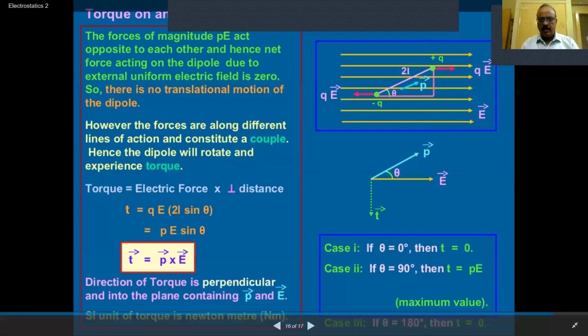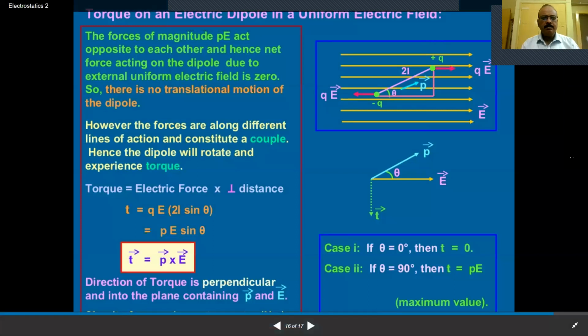Today's lesson is the torque experienced by an electric dipole when it is placed in an electric field. Now look at the picture very carefully. It is an electric dipole placed in a uniform electric field.